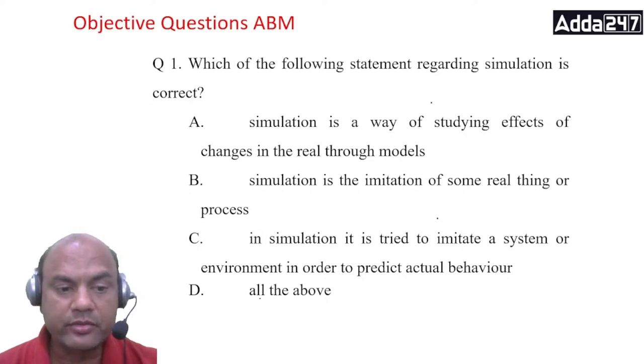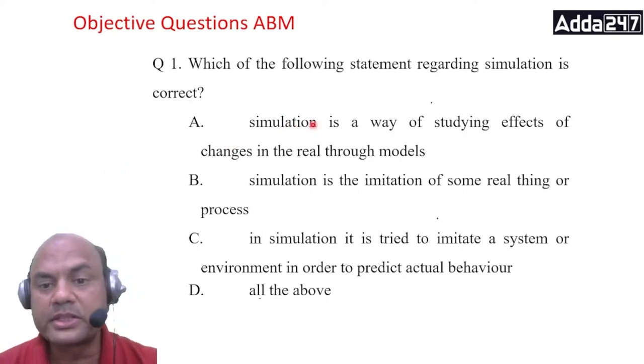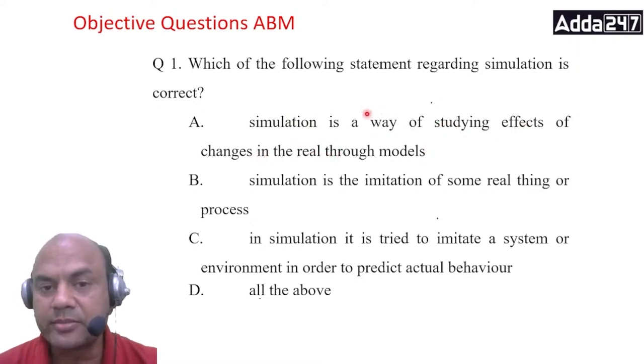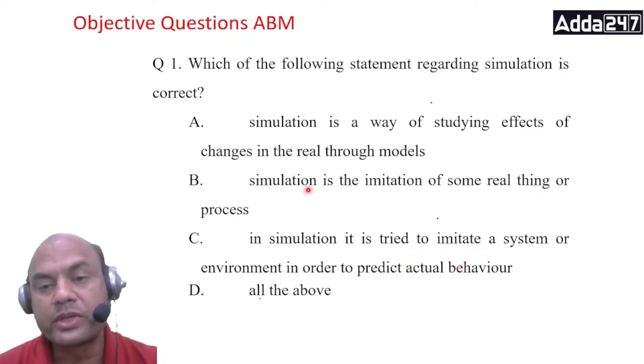Let's see. First one: simulation is a way of studying effects of changes in the real world through models. B: simulation is the imitation of some real thing or the process. C: in simulation, it is tried to imitate a system or environment in order to predict the actual behavior. And D: all of the above. Now, firstly, understand what is simulation.